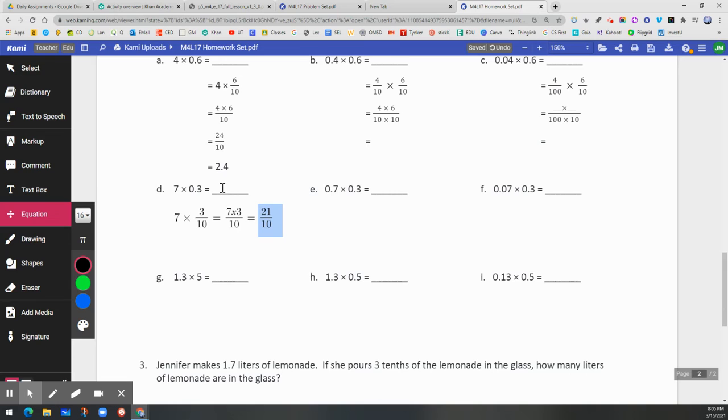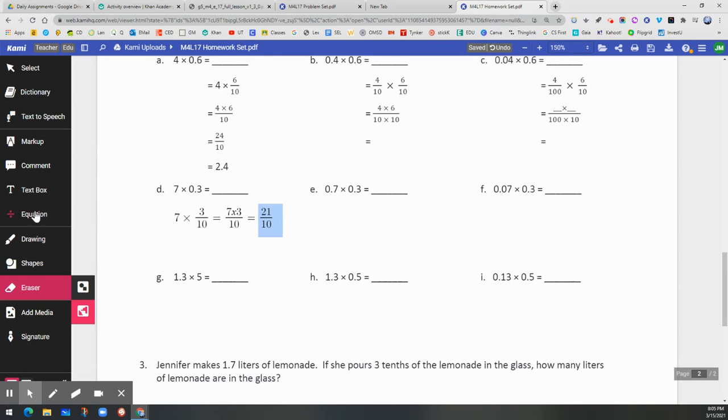writing this as a decimal, remember, let's do this multiplication up here. 7 times 3 equals 21, okay? So that's going to be 21 what? 21/10. So how do we write 21/10? Well, that's going to be 2.1. Let me use my tool. My equation tool works better.